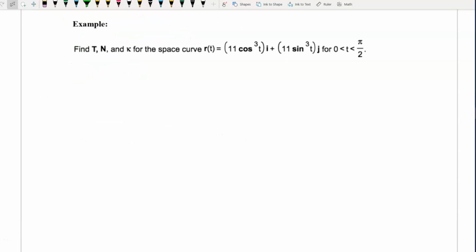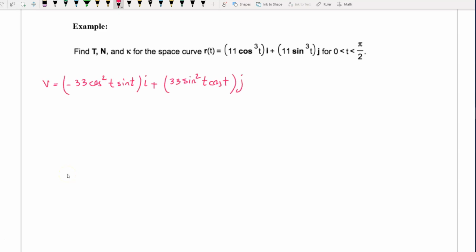Example: find T, N, and K for the space curve r of t equal to 11 cosine cubed t times i plus 11 sine cubed t times j for t between 0 and pi over 2. So first finding the velocity vector v, and that is equal to negative 33 cosine squared t sine t times i plus 33 sine squared t cosine t times j.